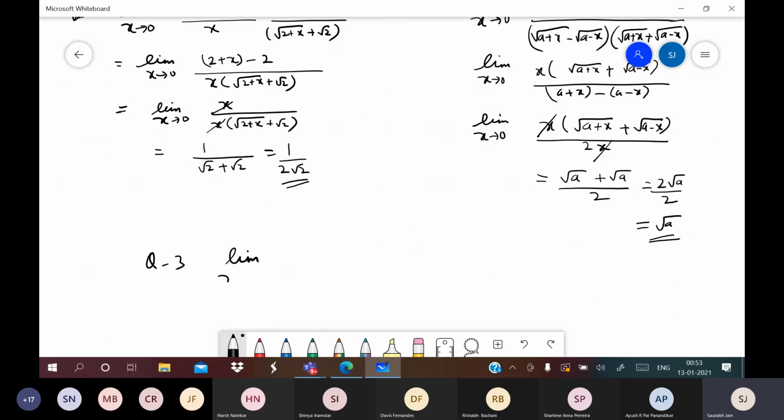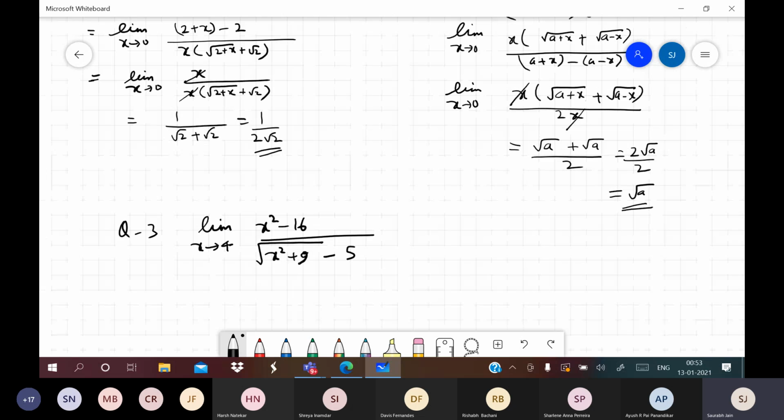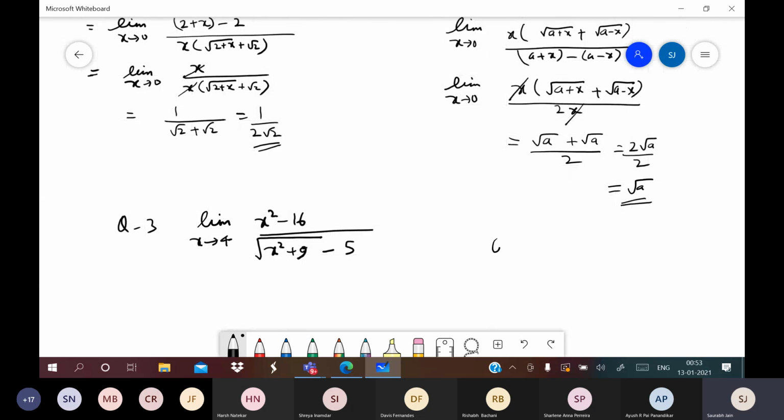I'm giving you the third question now: x square minus 16 upon the square root of x square plus 9 minus 5. First you solve this question, the third one, and finally we will solve the fourth question. First you solve the third one, tell me what you are getting, then we will discuss the fourth.